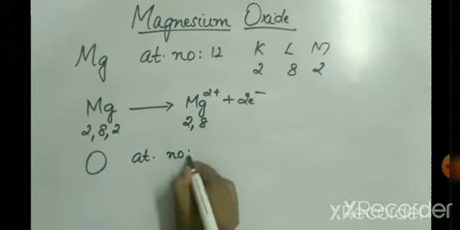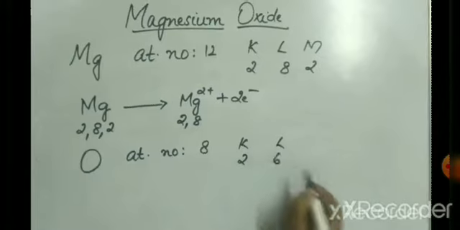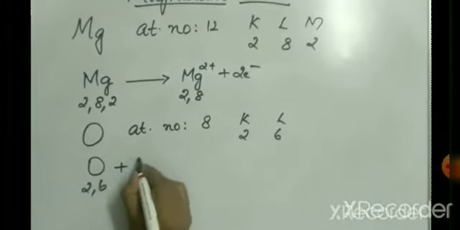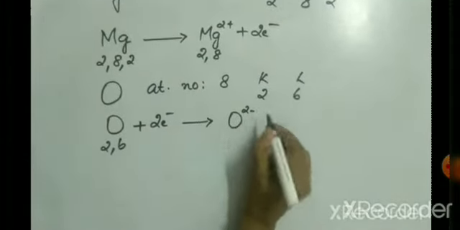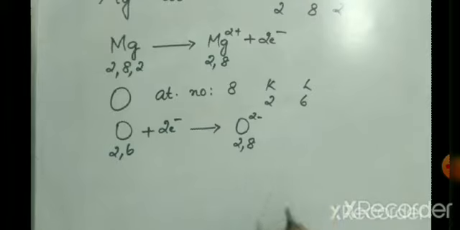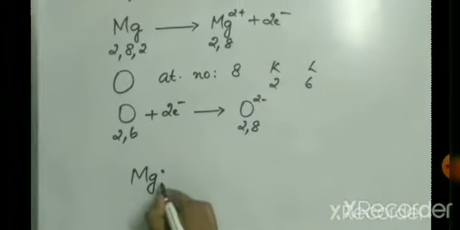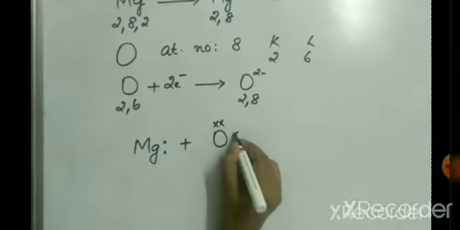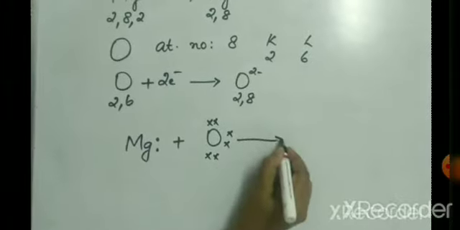Oxygen, atomic number 8, electronic configuration K L: 2, 6. So start with the oxygen atom 2, 6 configuration. Oxygen atom requires 2 more electrons. The 2 electrons lost by magnesium will be now gained by oxygen atom, and thus oxygen forms oxide ion O2-, configuration 2, 8. Lewis representation: magnesium 2 valence electrons, oxygen 6 valence electrons.